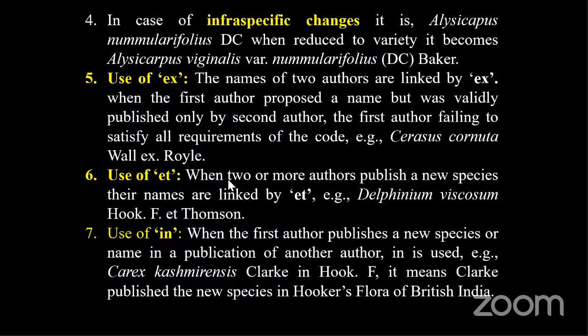Then use of et. When two or more authors publish a new species, their names are linked by et, et al. or et, which we use most commonly. Say for example, Delphinium viscosum is published jointly by two authors, Hook. f. et Thomson. Means these two scientists identified and published this plant jointly, and that's why et means and. Then using in, when the first author publishes a new species or name in a publication of another author. For example, Carex cashmirensis Clarke in Hook. f. means Clarke, the scientist who first gave this name, but he published it in the book Flora of British India of Hooker, and that's why such naming is there.